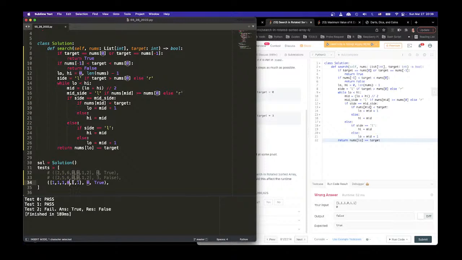And then mid the side. Oh, shoot. I should compare to the not 0. I shall compare to the low, right? If it's larger than, nah, that doesn't make any sense.